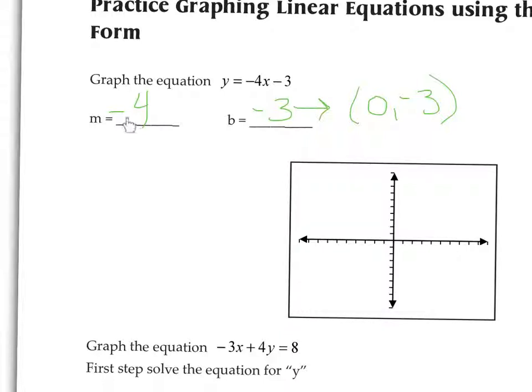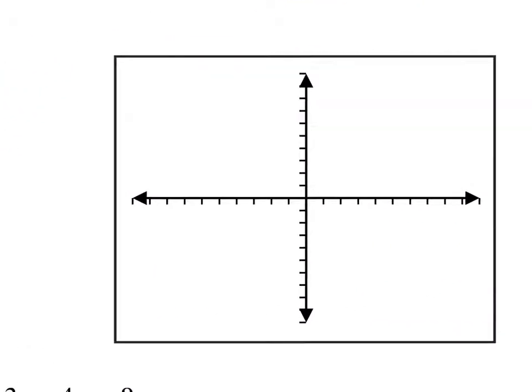This slope, because it's a whole number, makes it difficult to tell rise and run. So whenever your slope is a whole number, you want to put it in fraction form. By putting a 1 under it, we get the rise and the run. So we're going to start with the y-intercept of 0, negative 3. We're going to mark that out here on our graph. I'm going to have to enlarge the graph to write on it. That would be right here.